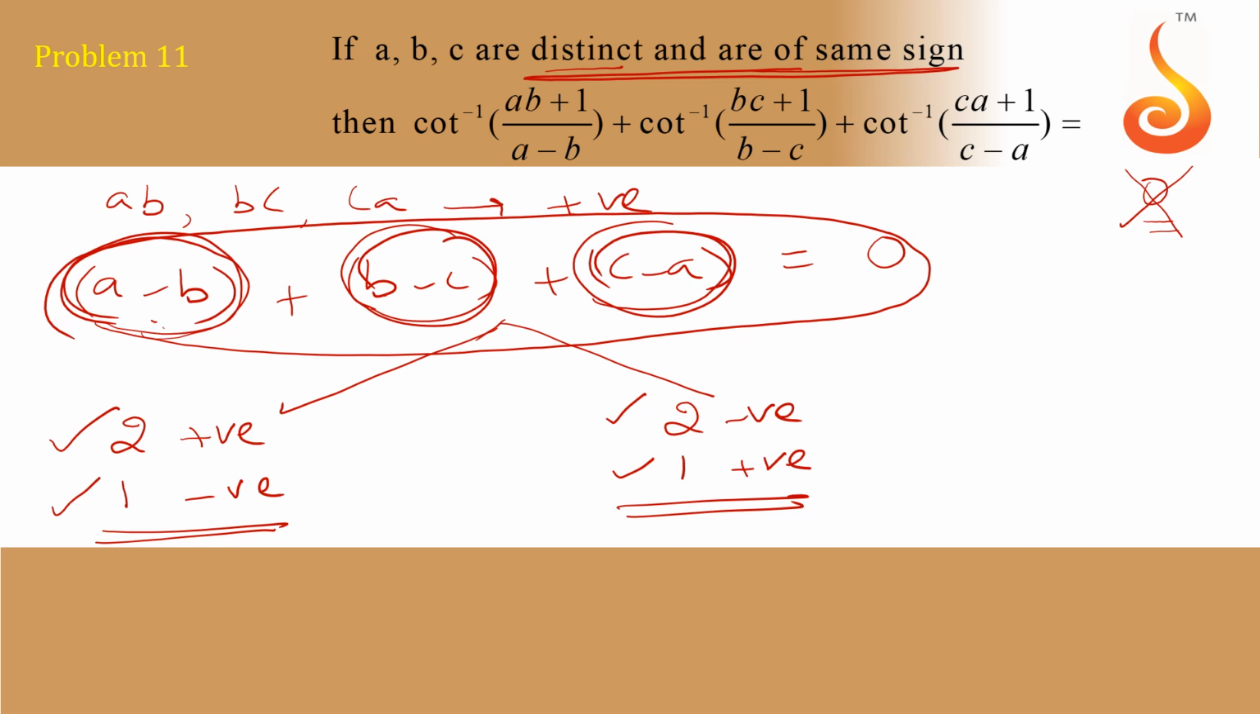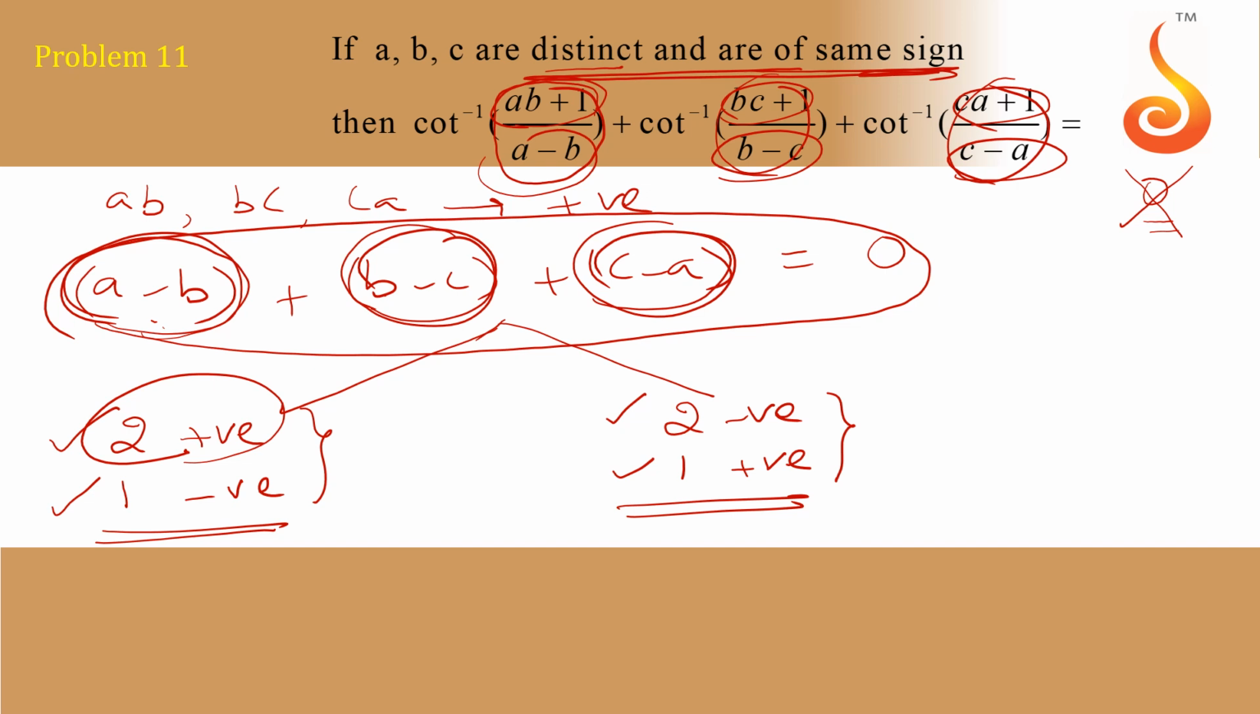Why are we discussing this? If you remember, cot inverse x, if you want to write it as tan inverse 1 by x, you should check whether x is positive or negative. There is a given condition, same sign, so the numerators are always positive. In the case when 2 are positive, converting those 2 into tan inverse, there is no problem. Whereas converting the negative one, pi plus will come.